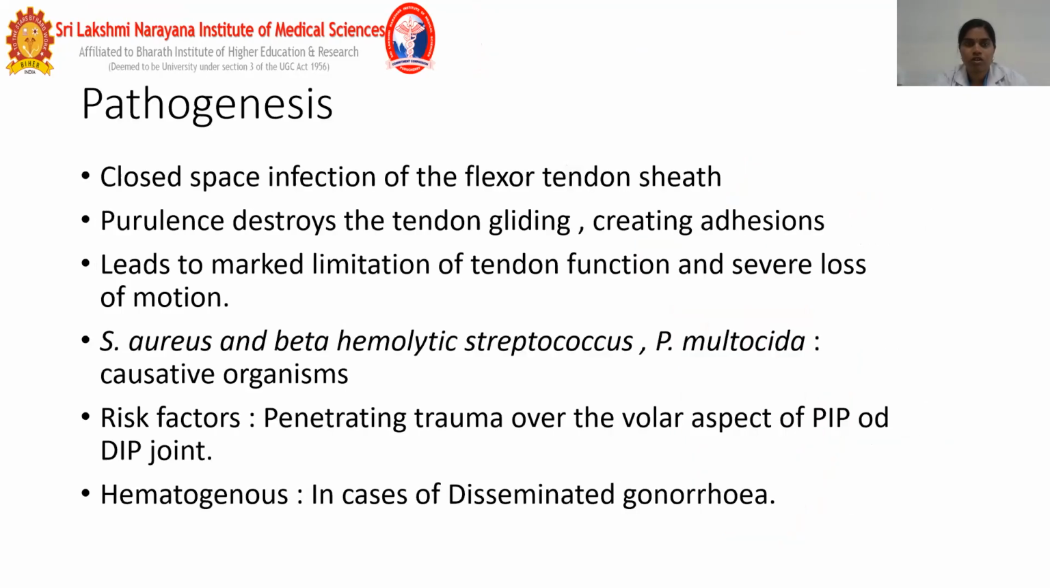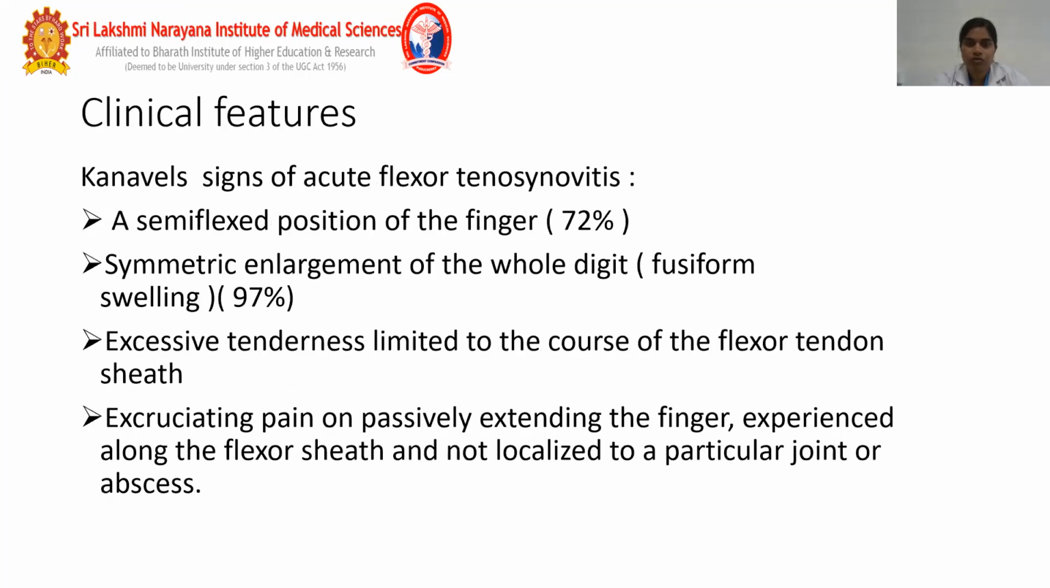Next, pathogenesis. The closed space infection of the flexor tendon sheath. The purulence destroys the tendon gliding, creating adhesions. This leads to a limitation of the tendon function and loss of motion. Staphylococcus aureus and beta hemolytic streptococcus are the most common causative organisms. The risk factors are penetrating trauma involving the proximal interphalangeal joint and distal interphalangeal joint, and hematogenous spread in cases of disseminated gonorrhea.